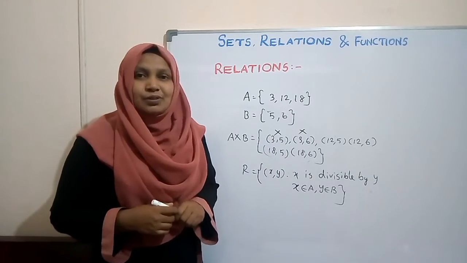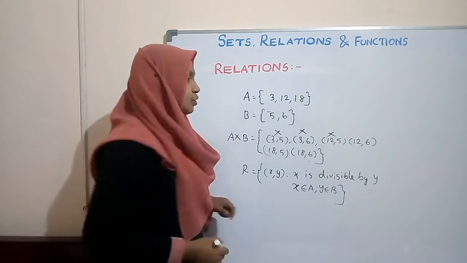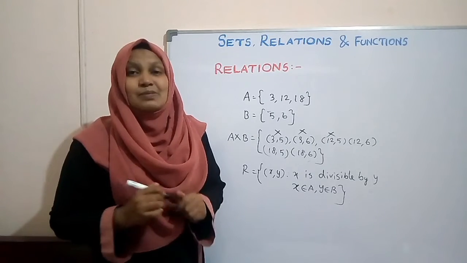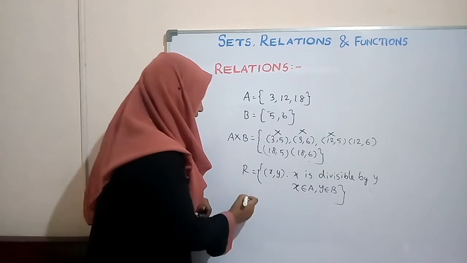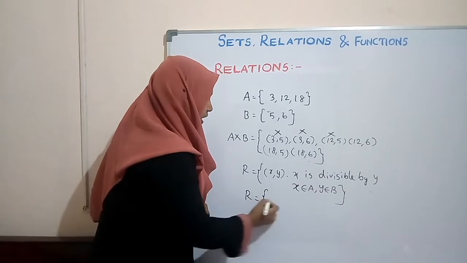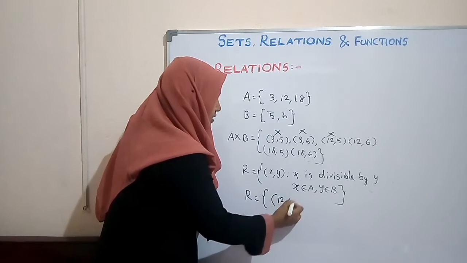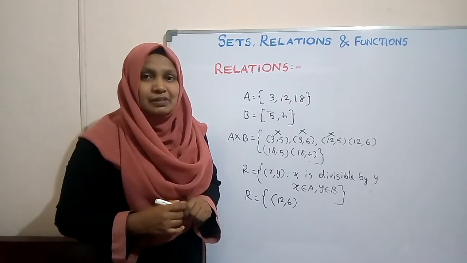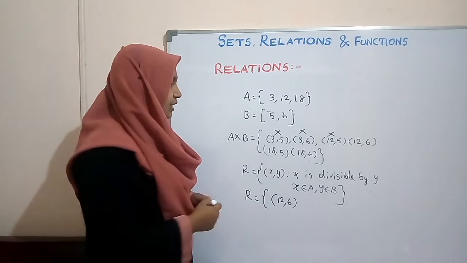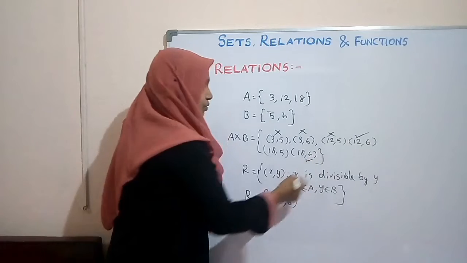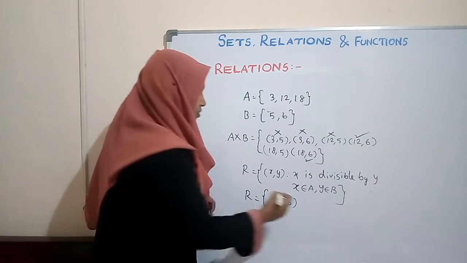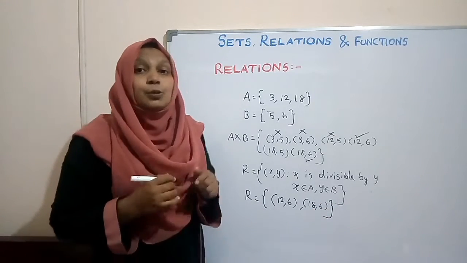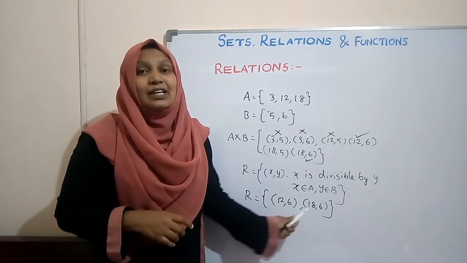12, 5. No, 12 is not divisible by 5. 12, 6. Yes, 12 is divisible by 6. So we can take 12, 6. So in the set R, we can write 12, 6. And after that, 18, 5. Since 18 is not divisible by 5, we can't take 18, 5. Next one is 18, 6. So 18 is divisible by 6. We can also choose 18, 6. See, we got only 2 elements from the Cartesian product A cross B.